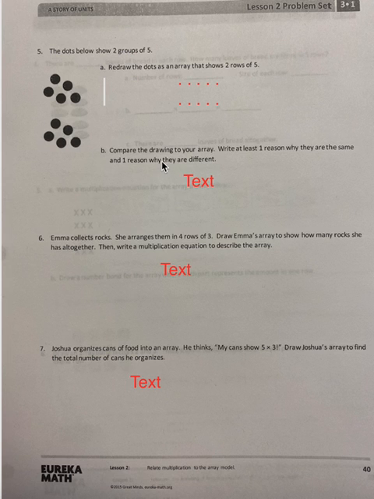So now let's compare the drawing to your array. Write at least one reason why they are the same and one reason why they are different. Well, they're the same because they have the same number of dots. We still have 5 here, which gives us a total of 10. And we have 5 here and 5 here, which gives us a total of 10 dots in all.